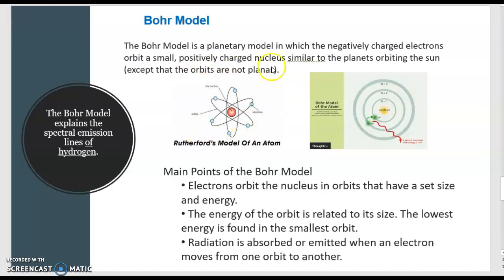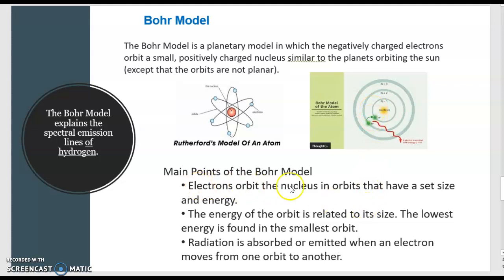Okay, so just to summarize, the previous model was the Rutherford model of the atom, where we had a nucleus with electrons that just orbit around the nucleus. With the Bohr model, we still have a nucleus, and we still have electrons that orbit around the nucleus, but the electrons can exist not just in one particular orbital, they can exist in multiple orbitals, and each of those orbitals has a different energy level.